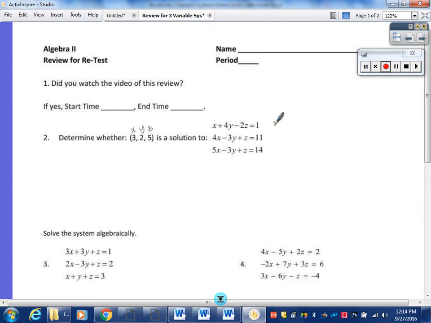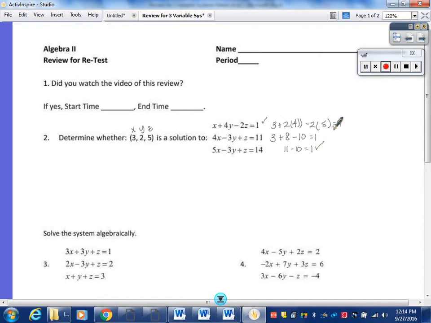So if we plug it into the first equation, that's 3 plus 2 times 4, minus 2 times 5 is equal to 1, and that is 3 plus 8 minus 10 is equal to 1. That's 11 minus 10, and that is equal to 1, so it checks out in that equation.